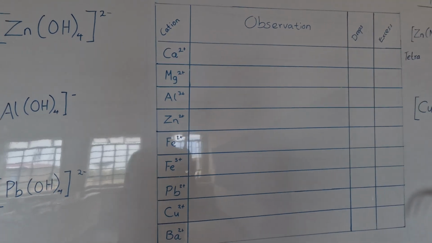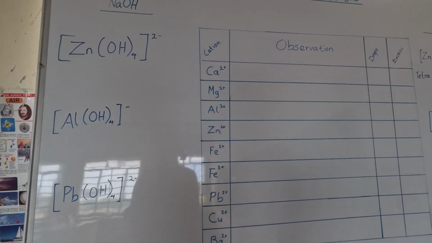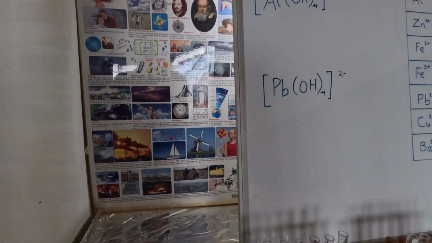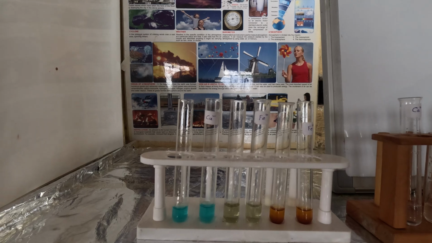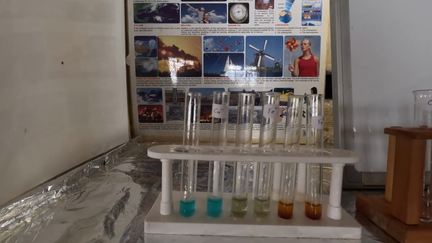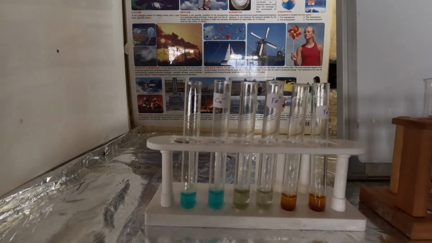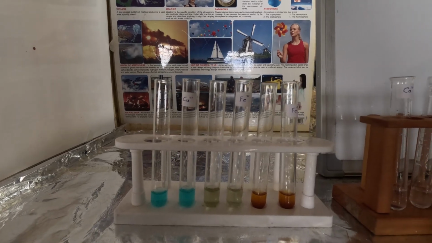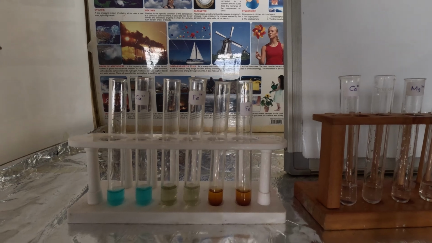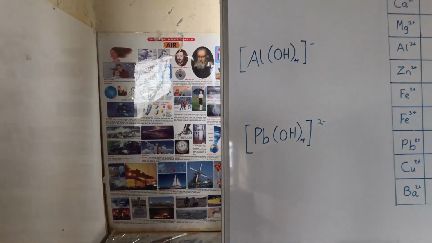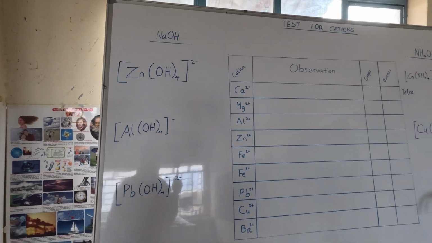Before we begin our experiment, we are supposed to know that these three cations, that is copper 2, iron 2, and iron 3, are colored. Just look at their color. Copper 2 is blue in color, iron 2 is green in color, and iron 3 is brown in color. Therefore, follow up with us as I guide you through this test.